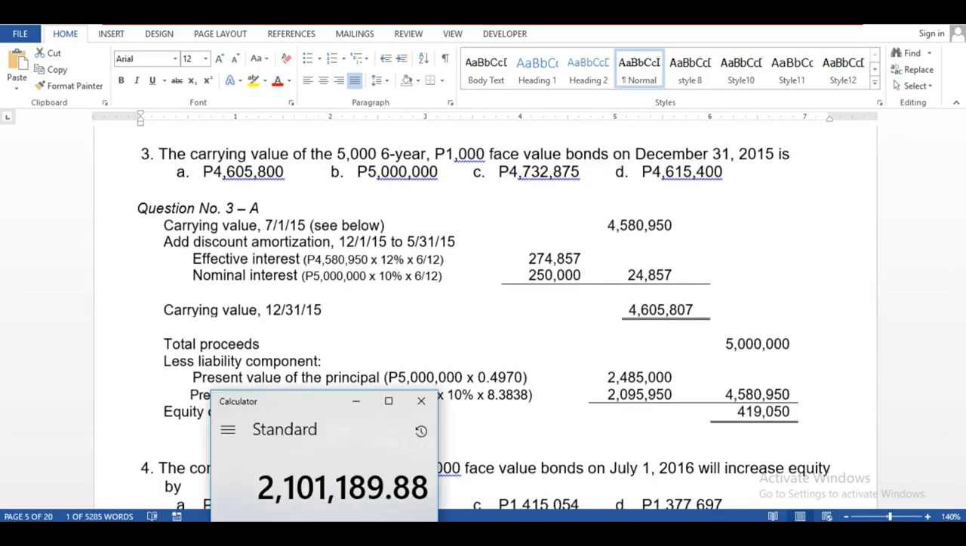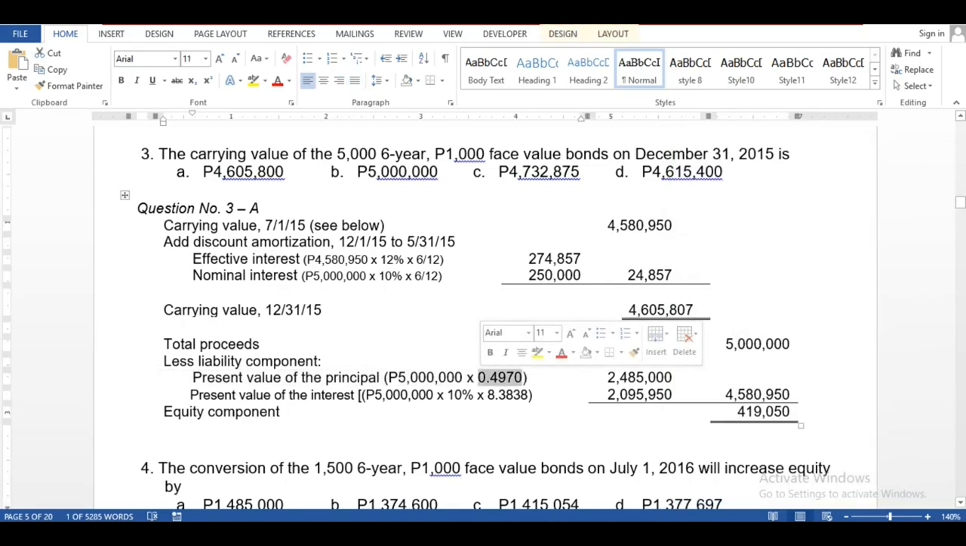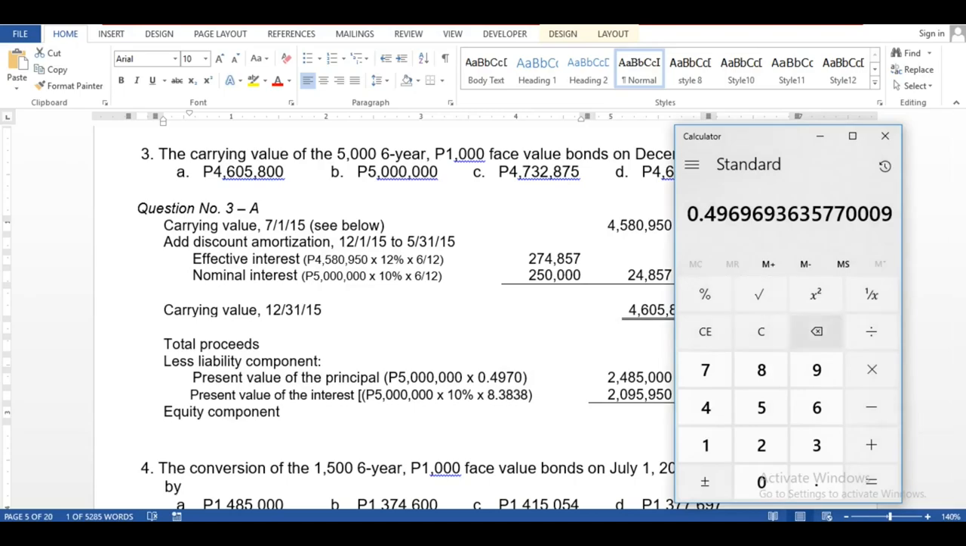So 1 divided by 1.06, and this is 12 periods: 1, 2, 3, 4, 5, 6, 7, 8, 9, 10, 11, 12. 0.4970, or 0.4969. So this is the PV of 1 at 6% for 12 periods. And then using PV of ordinary annuity of 1 at 6% using 12 periods. So continue lang po ito. Minus 1 and then divided by 0.06, yung interest.